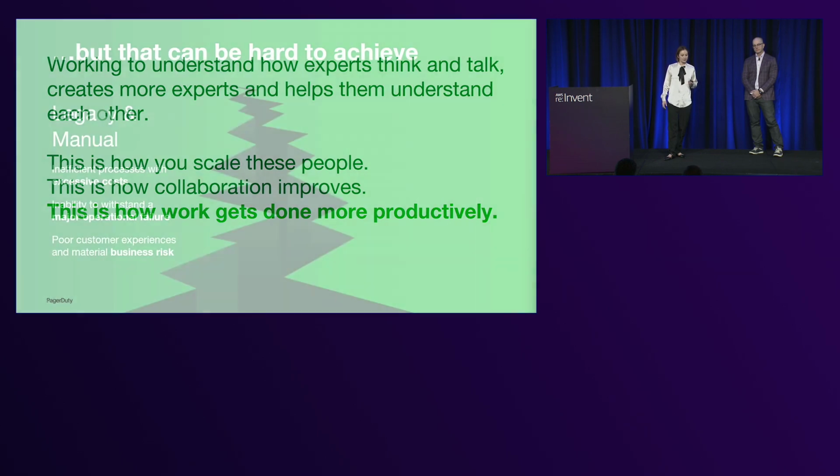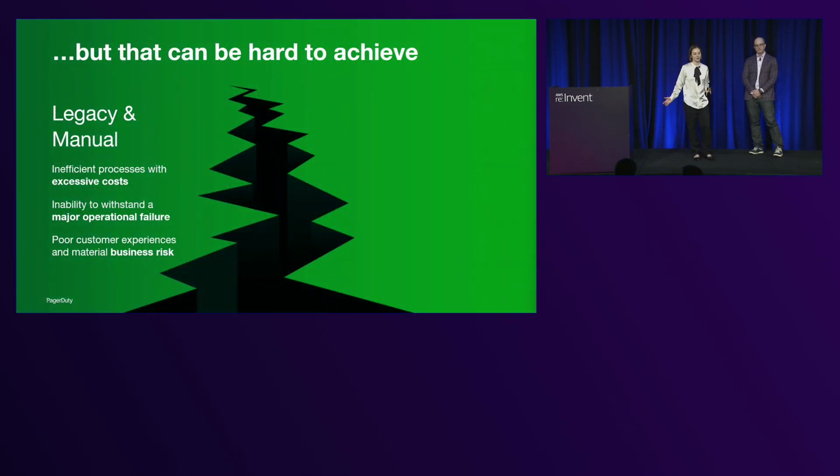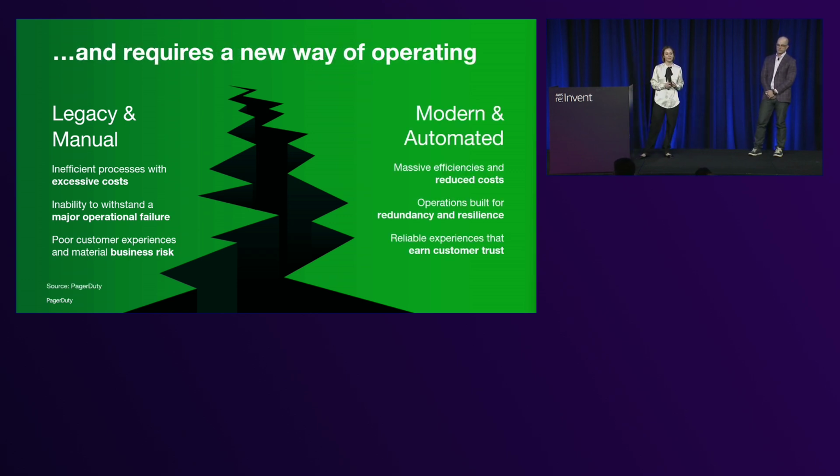And this can be hard to achieve over time, right? If you're going legacy and manual, you might have inefficient processes with excessive costs. I don't want folks to take from this that they have to go read the Slack channel for every incident. Use tooling to help you automate some of the knowledge of where to look, and get a little bit more modern and automated in some of these things to really help reduce your costs.